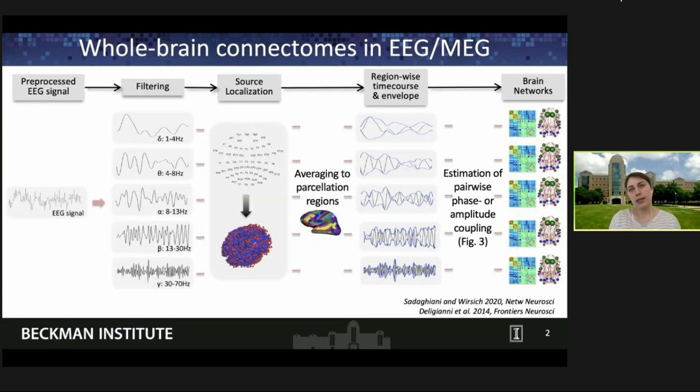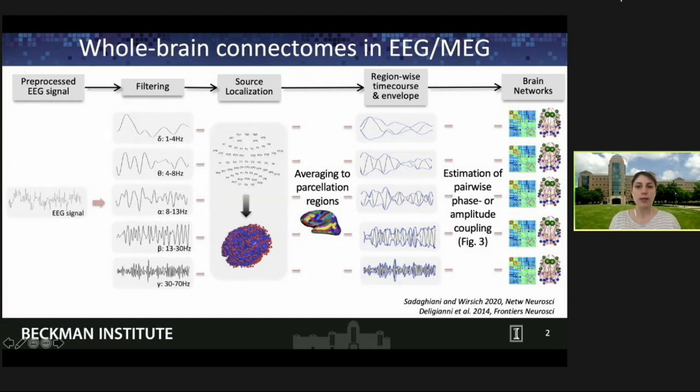Now, note that this is a different approach than what source localization typically was developed for, which is thinking about a very limited number of task-related sources in the brain. Here, we're talking about a whole brain parcellation and source localizing oscillatory activity to that entire atlas. You will then, for every parcel, have an ongoing signal, a signal time course, for which you can estimate, for example, the power envelope. That's the blue envelopes shown here for each of the frequency bands.